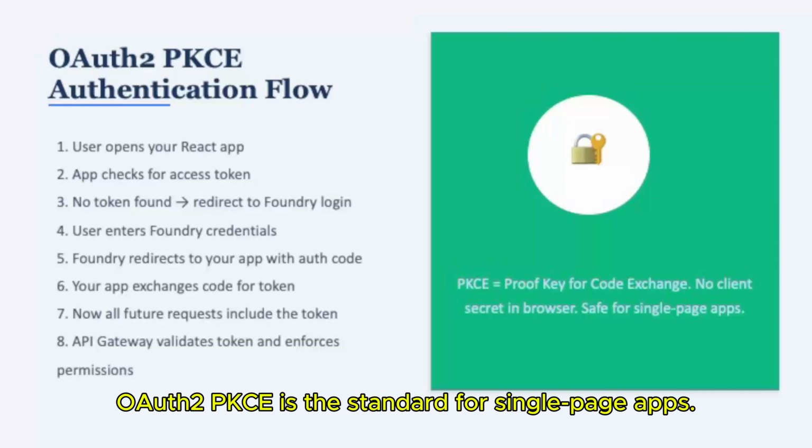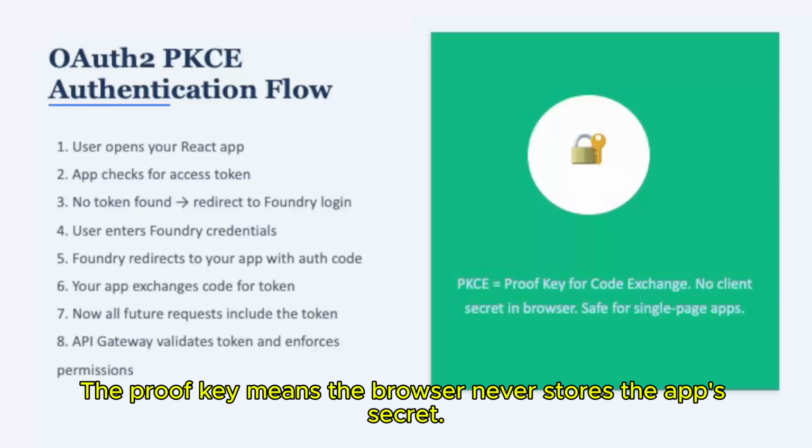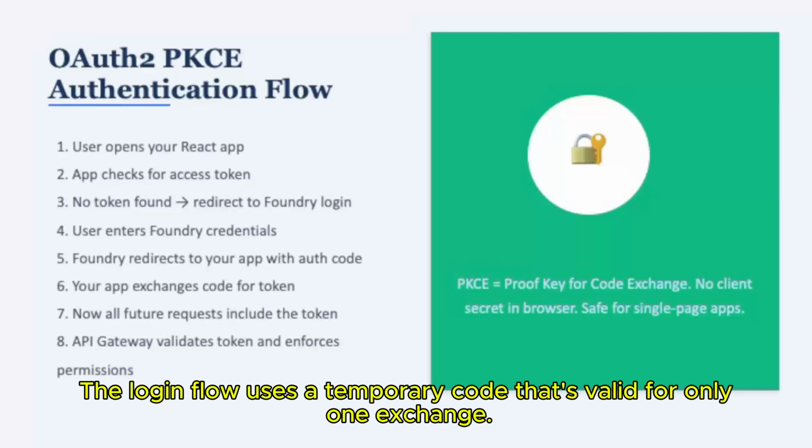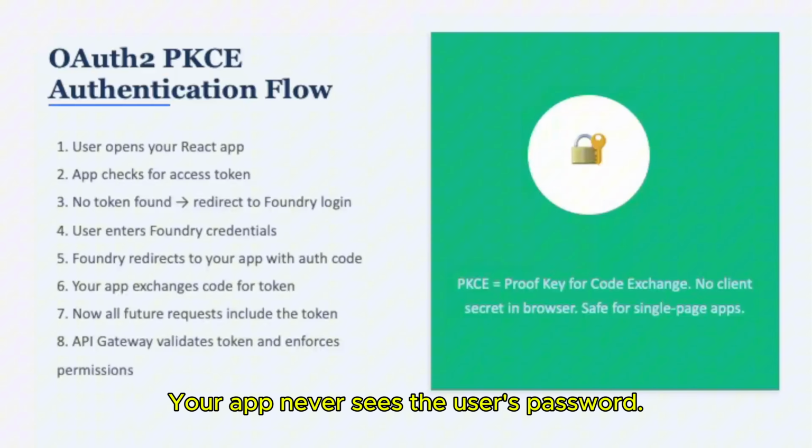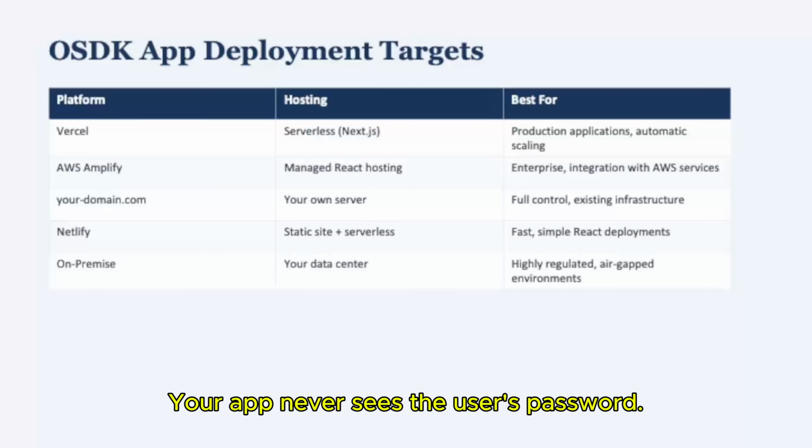OAuth2 PKCE is the standard for single-page apps. The proof key means the browser never stores the app's secret. The login flow uses a temporary code that's valid for only one exchange. This is much more secure than sessions or API keys in front-end code. Your app never sees the user's password.